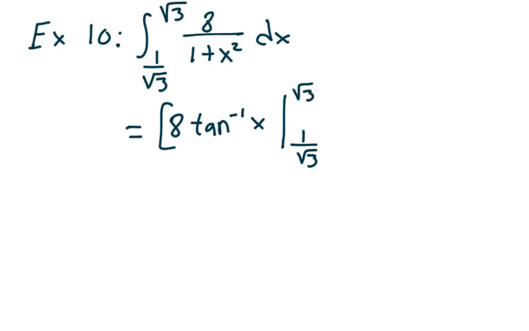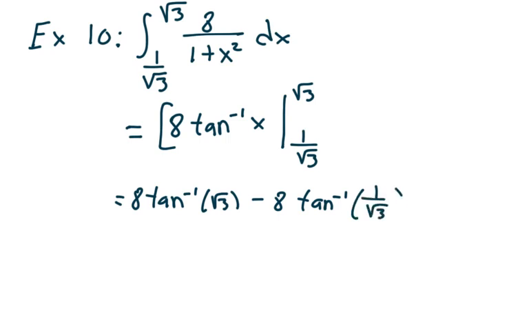So this is 8 arctangent of root 3 minus 8 arctangent of 1 over root 3. Okay, so I pop the upper limit in, pop the lower limit in, and subtract the results. That's how the fundamental theorem of calculus works. And we're doing this every time.